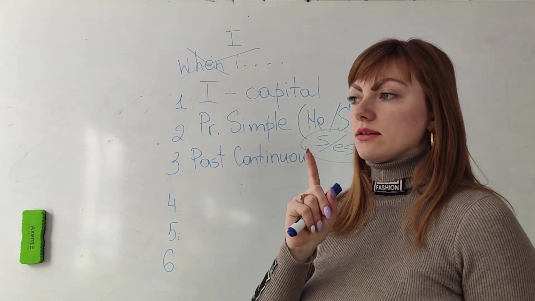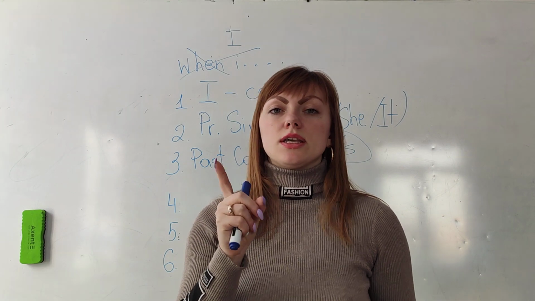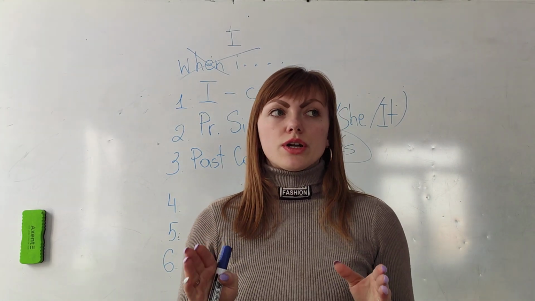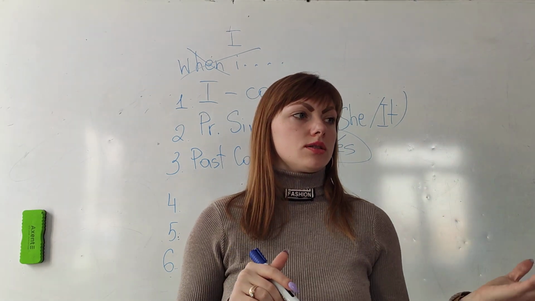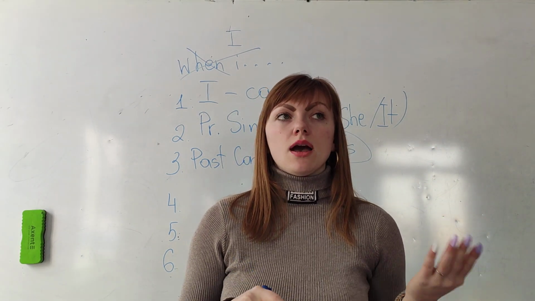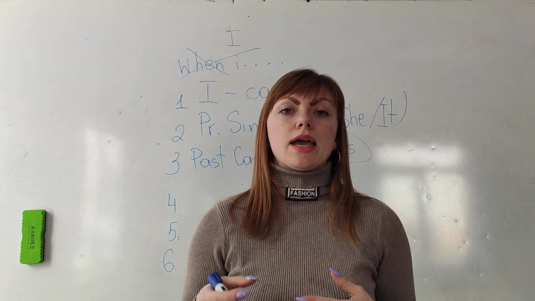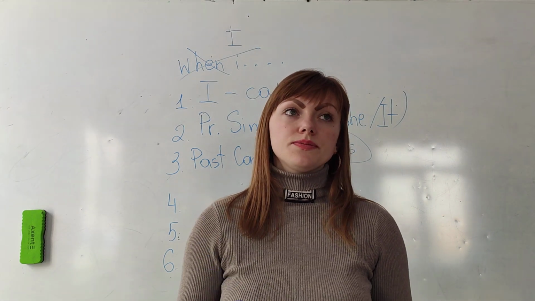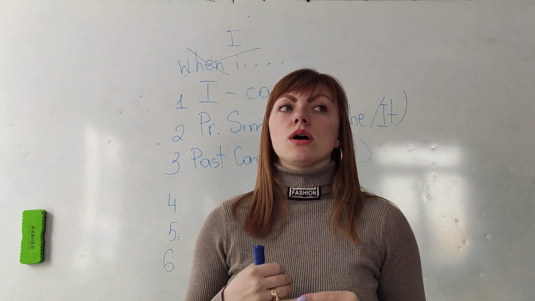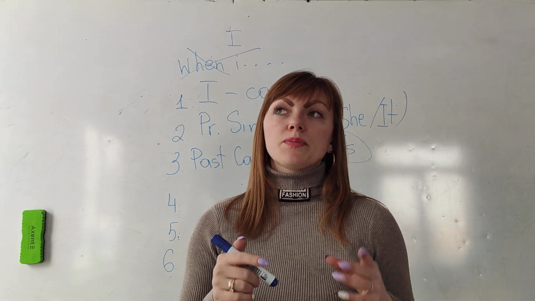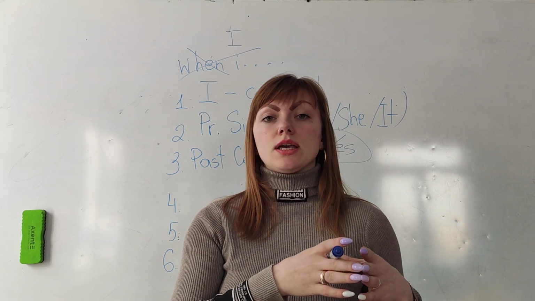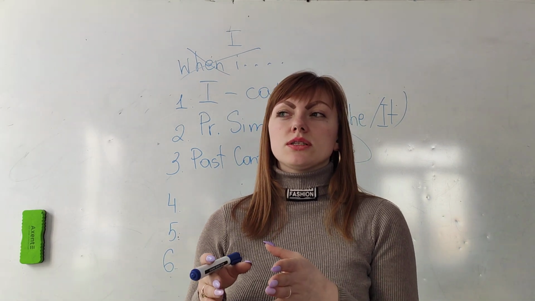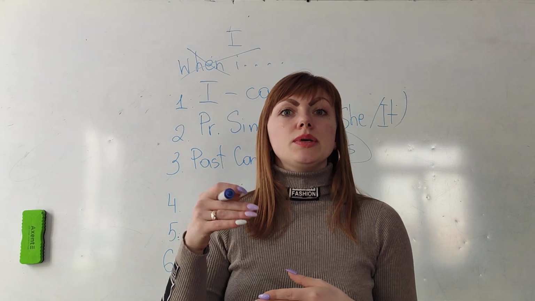The next case when we use past continuous is when we have two simultaneous actions. For example, my mother was cooking dinner and my father was reading a newspaper. We have two simultaneous actions here. And the third example, when we have two actions also, but one action was in progress, it was a continuous action, and one action was in the past, it happened once.